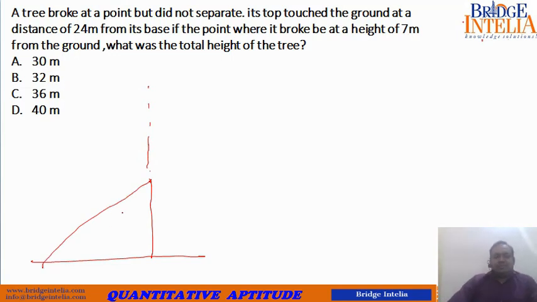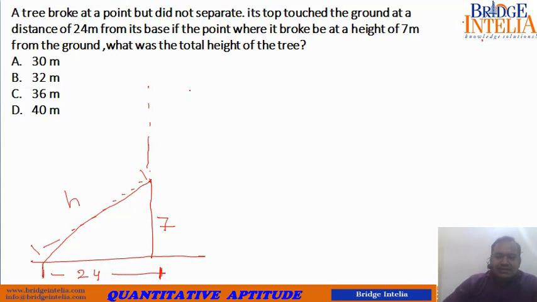And this fell down at such a point that this gap is what? 24 units from its base. If the point where it broke be at a height 7 meters from the ground, so this is 7, this is 24. So what is the total height of the tree? To find the total height of the tree, you first need to find the length of this hypotenuse. So let's name it h, hypotenuse.